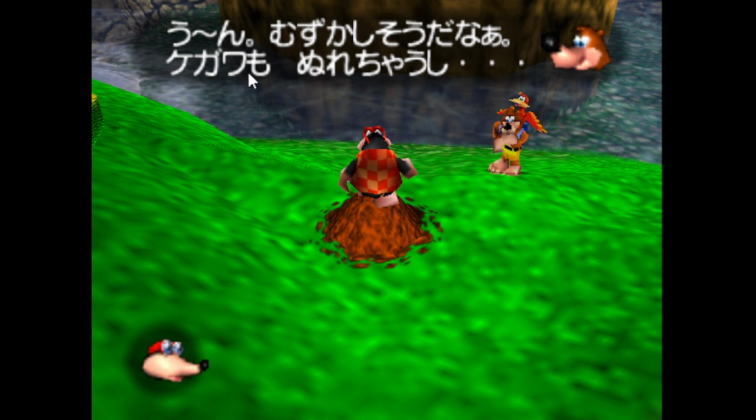And then kegawa mo nurechaushi. Kegawa, I think, is all of his hair, his fur. He's talking about his fur. Kegawa mo. I don't know why he's saying mo, to be honest. Why is he saying mo? Well, mo is like the inclusive particle, so it's like my fur also. And then nureru is to get wet or to be wet.